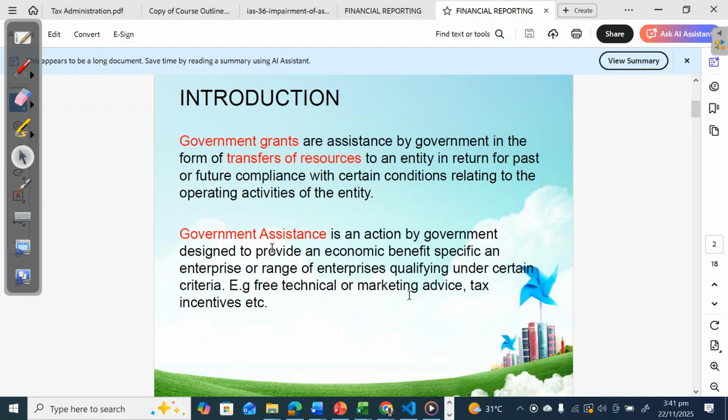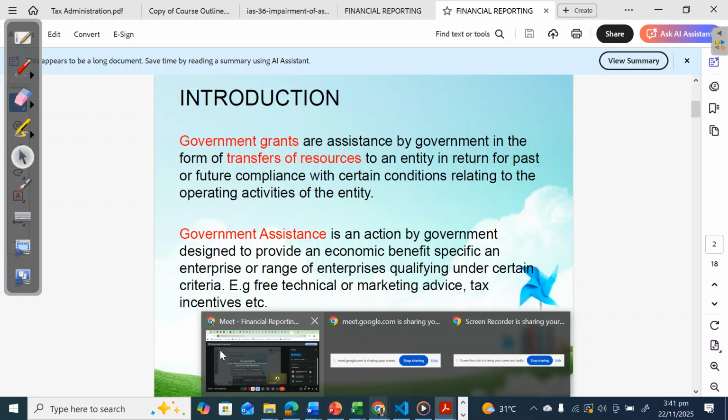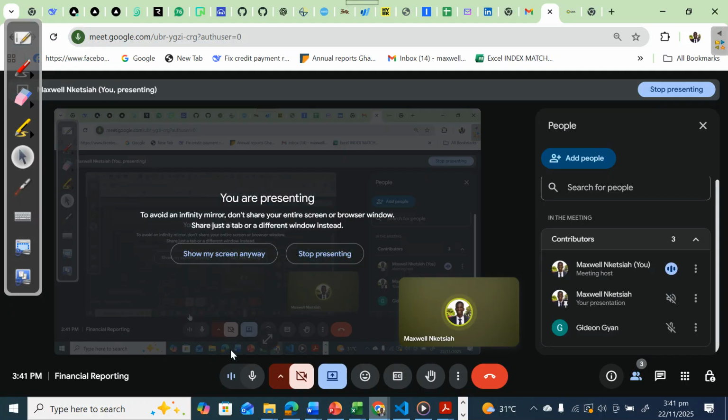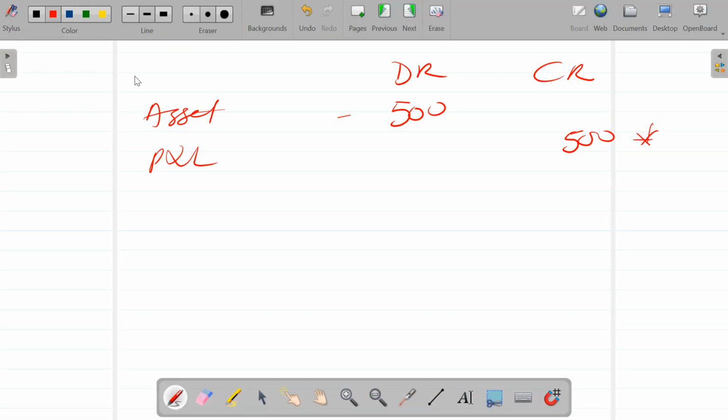So now the main issue is, how do we treat government grants and government assistance in our books as accountants? If we receive government grants, should we record it as revenue, or should we record it as expense? How should we record government grants? That is what this standard is about. It provides us with guidelines on how we should treat grants in our records.